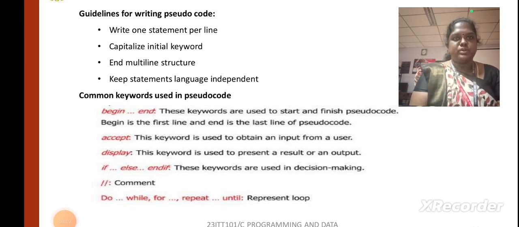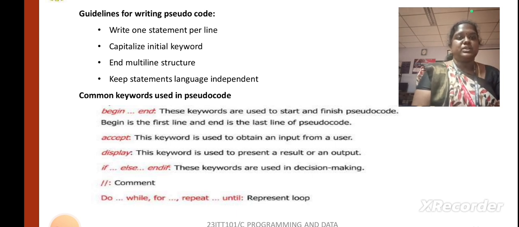Guidelines for writing pseudocode. Write one statement per line. Capitalize initial keywords. Indent to show multiple line structure. Keep statements language independent. Common keywords used in pseudocode are begin and end. These keywords are used to start and finish pseudocode. Begin is the first line and end is the last line of pseudocode.